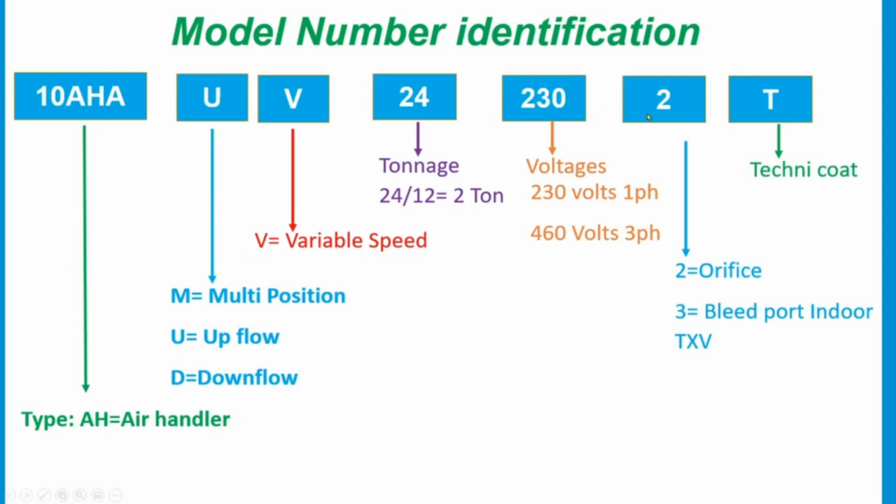The next is 1 for phase. If it is 3, that means three phase. The next letter is for the indoor TXV. TXV stands for thermostatic expansion valve. The next letter is T, which is the tech code.